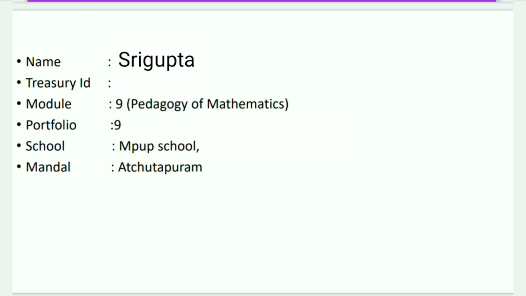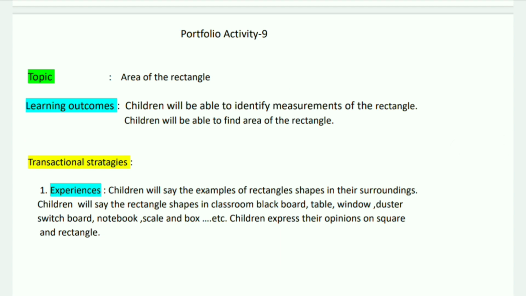Basic details: name, treasury ID, module number, portfolio, school, mandal. Topic: area of the rectangle. Learning outcomes: children will be able to identify measurements of the rectangle. Children will be able to find the area of the rectangle. Transactional strategies.